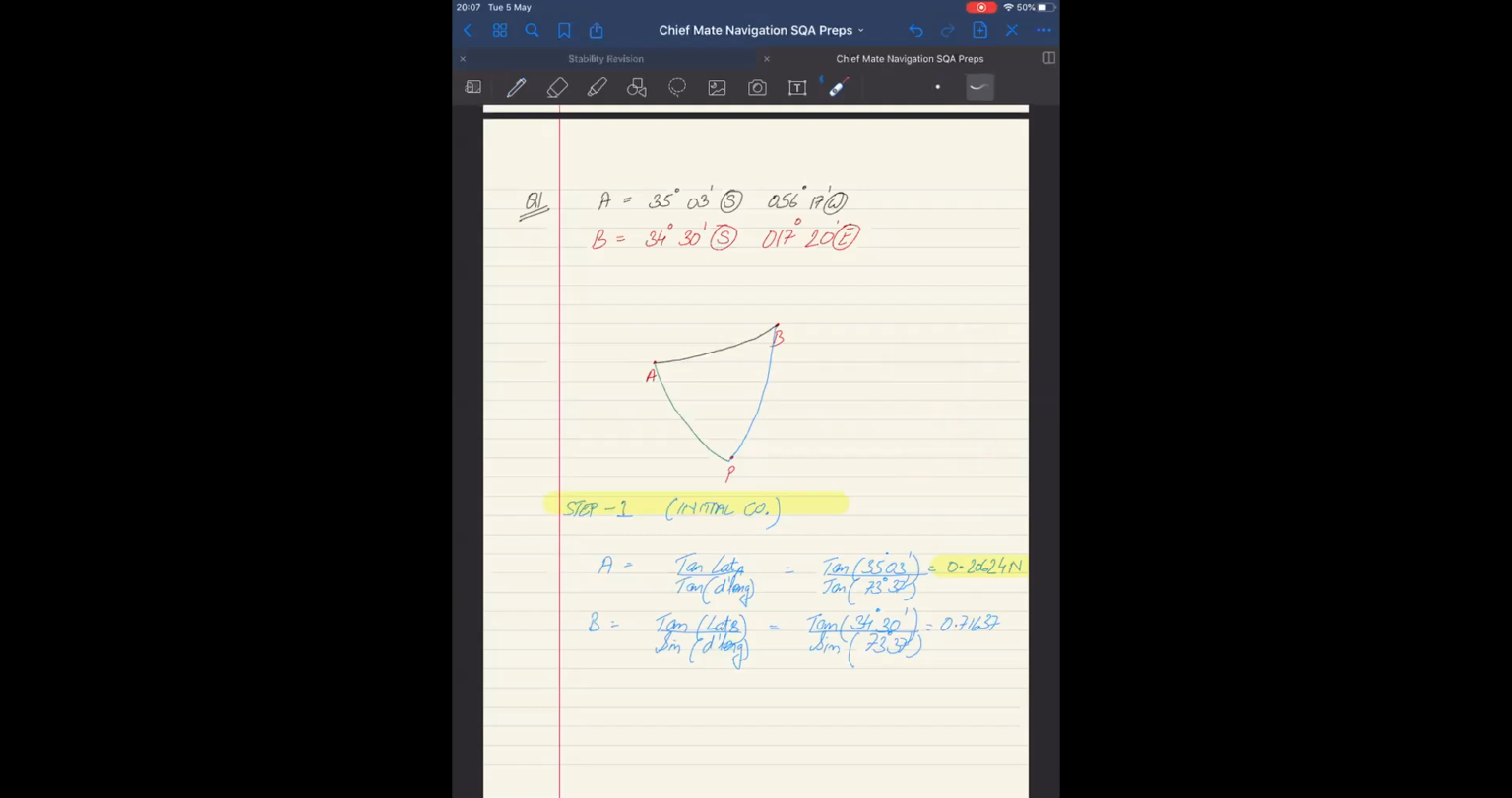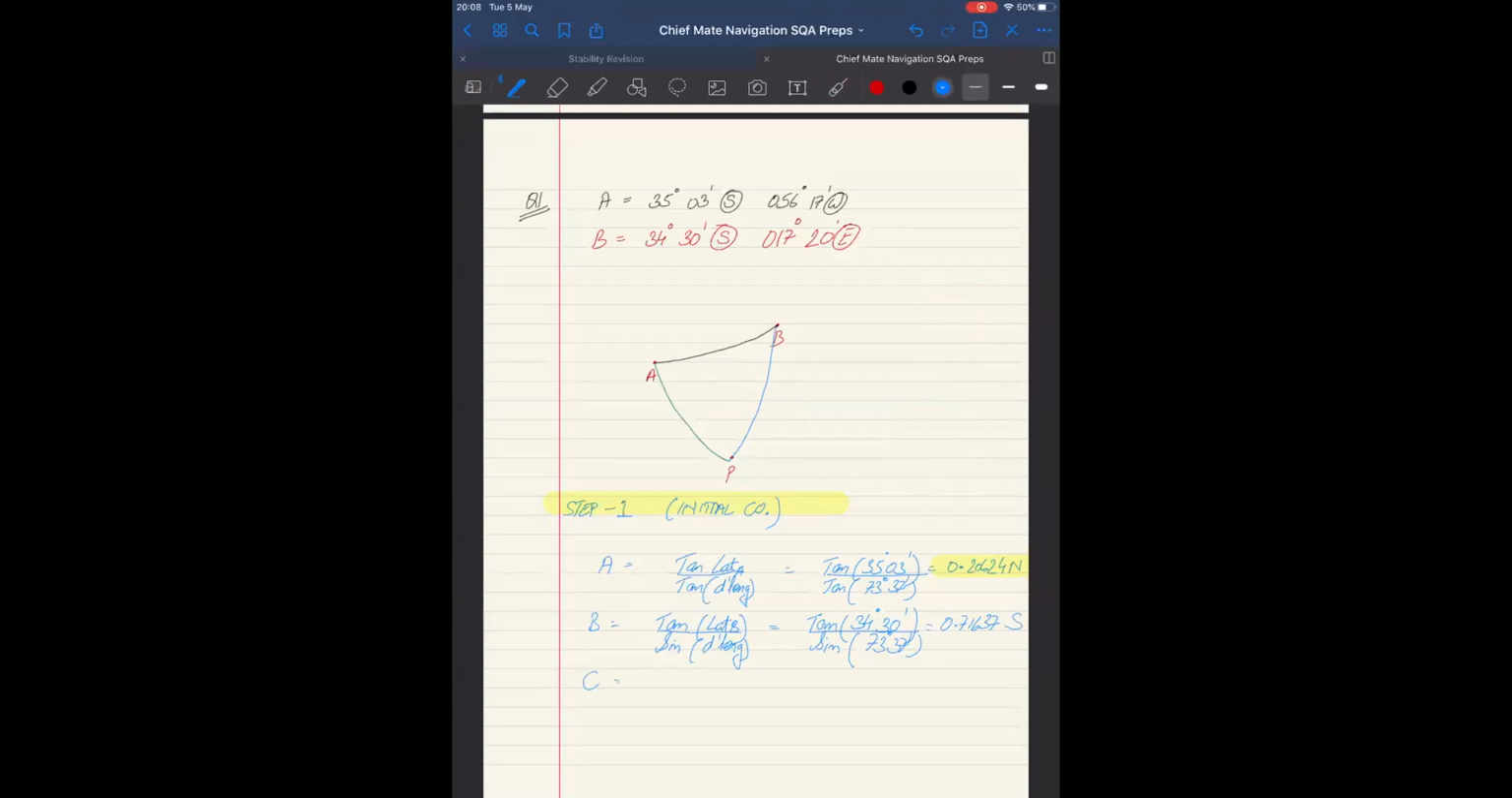Now, the naming of B. So it is always same as your final latitude. So your final latitude was B here, whose name was south. So it will be south also.